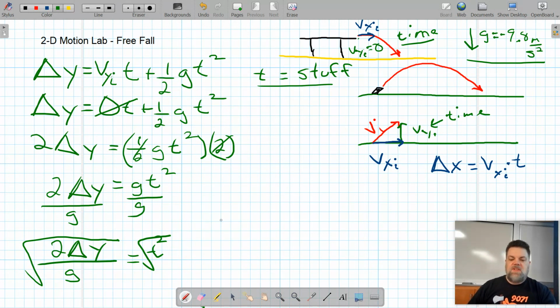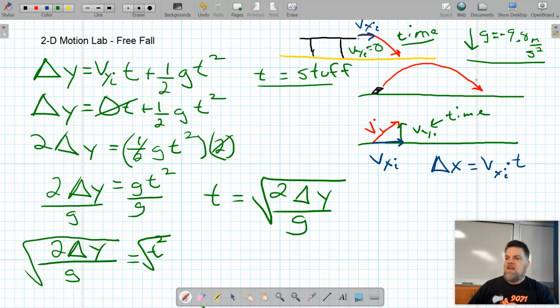All right, so when I do that, my final equation is t is equal to the square root of 2 delta y all over g. Now, g has got a negative value. You can't take the square root of a negative.